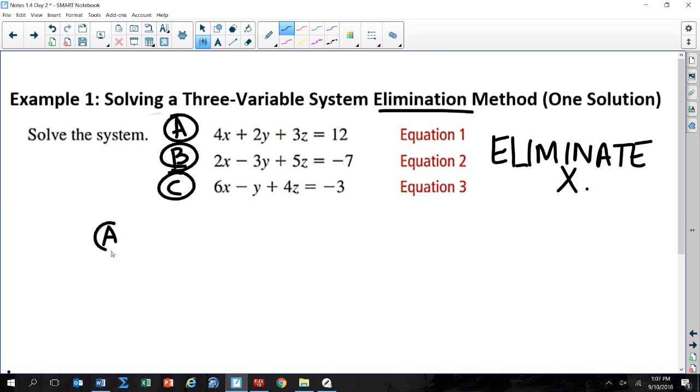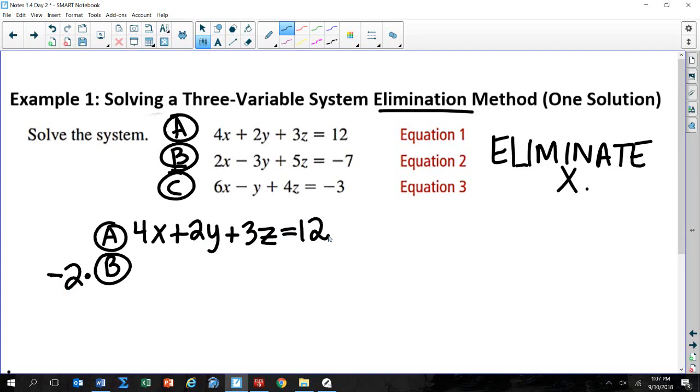I'm going to start with equations A and B. How am I going to eliminate x? Well, A I'm going to keep exactly the same, and B I'm going to have to multiply by negative 2, right, in order to get a negative 4x. So all of B I'm going to multiply by negative 2. A will have 4x plus 2y plus 3z equals 12. And for B, if I multiply the first term by negative 2, I get negative 4x. If I multiply negative 3y by negative 2, I'm going to get positive 6y. And 5z times negative 2 gives negative 10z. And negative 7 times negative 2 would be a positive 14. Right? Every single term gets multiplied by negative 2.